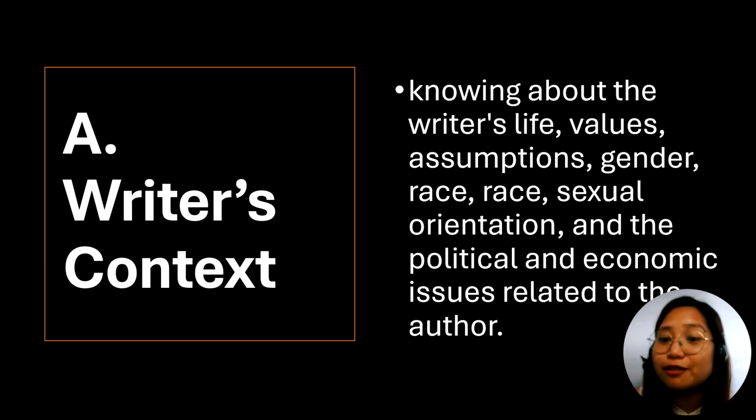So first we have the writer's context. It's actually how the author puts meaning into the text, how the author views the text itself through his own life values, assumptions, gender, race, sexual orientation, political and economic issues. So everything that the author wants to reflect of himself in the text, what his views are about. This actually affects how the author puts meaning and value to his own writing. So we call that writer's context.